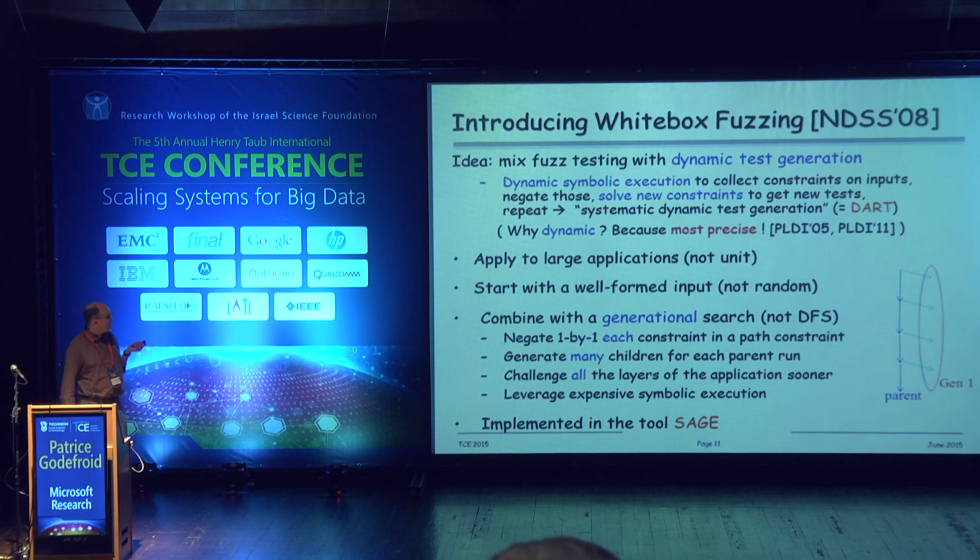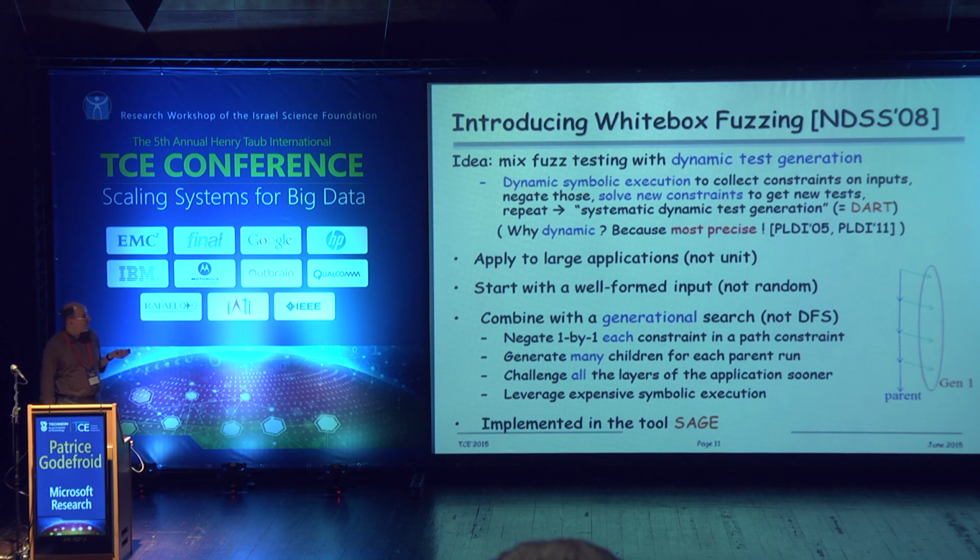So why do we use dynamic test generation and dynamic symbolic execution? Because this is the most precise form of test generation that I know of, and that's why SAGE, for instance, this tool that implements these techniques, is going to be able to find more bugs than less precise techniques, like black box fuzzing.